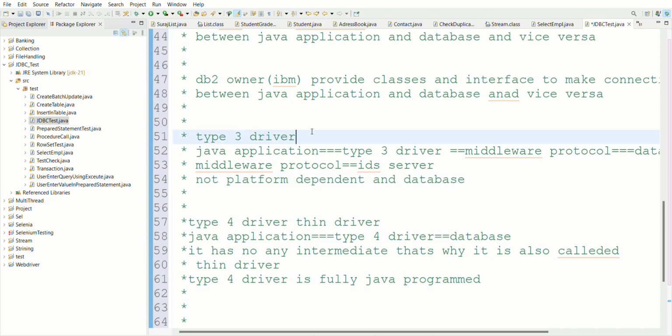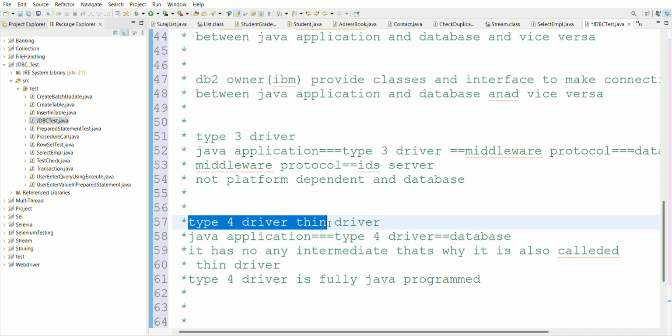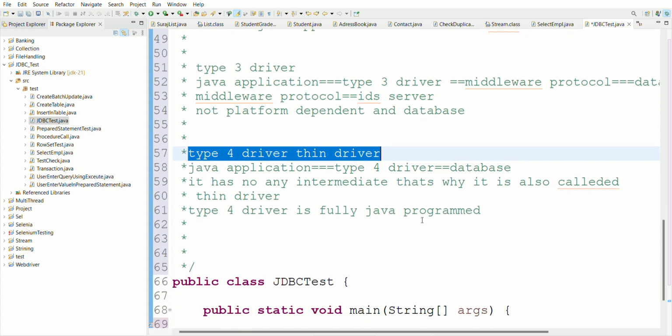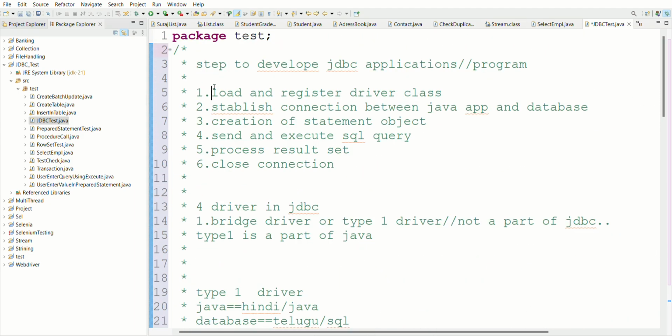Got it? Type 3 driver is also platform independent and database independent. Just remember, type 3 and type 4 are platform independent and database independent. But when we need only one type of database in my whole program, then it is recommended to use the type 4 driver. Got it? In this video, I have discussed the driver classes.